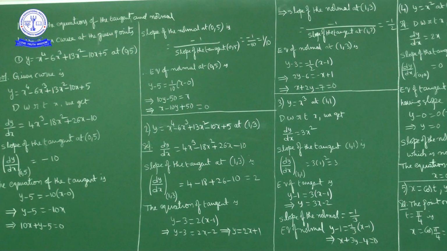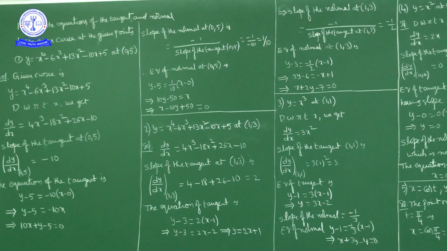If you observe this question and previous question, curve is same, only variation is in the point. In previous question we had to find equation of tangent and normal at 0 comma 5. Here we have to find equation of tangent and normal at 1 comma 3. So dy by dx is same, no? Previous question, this question. So dy by dx is equal to what? 4x cube minus 18x square plus 26x minus 10. This is dy by dx.